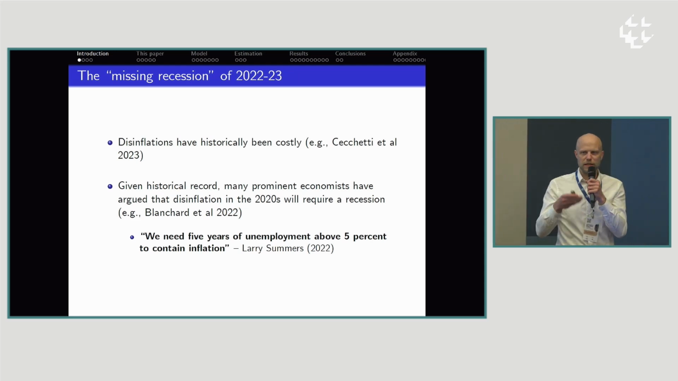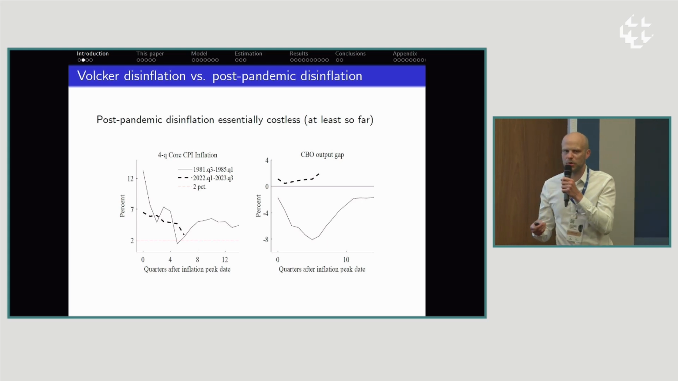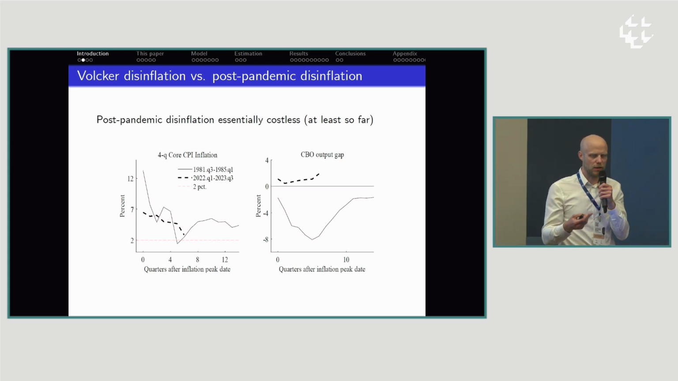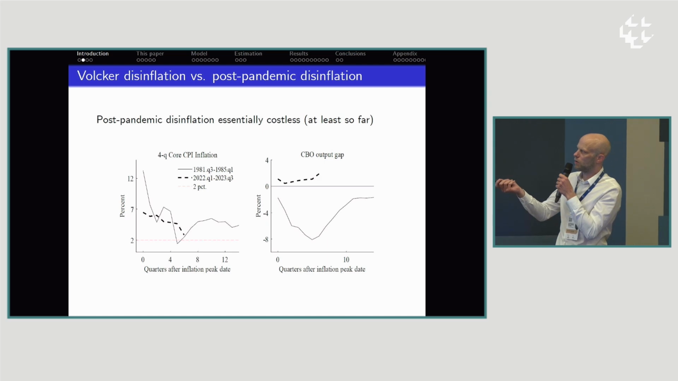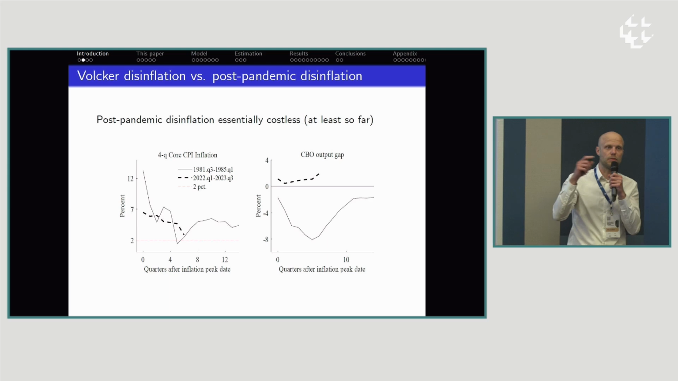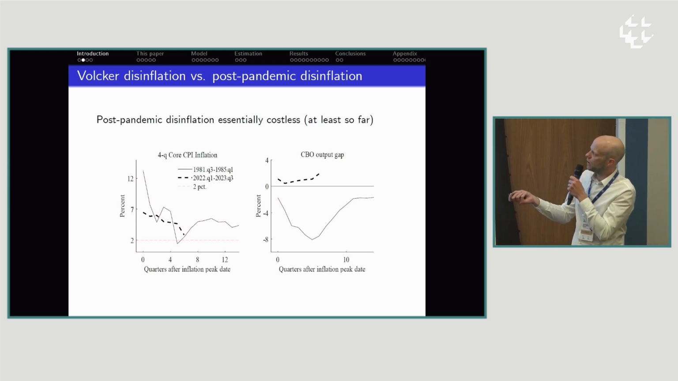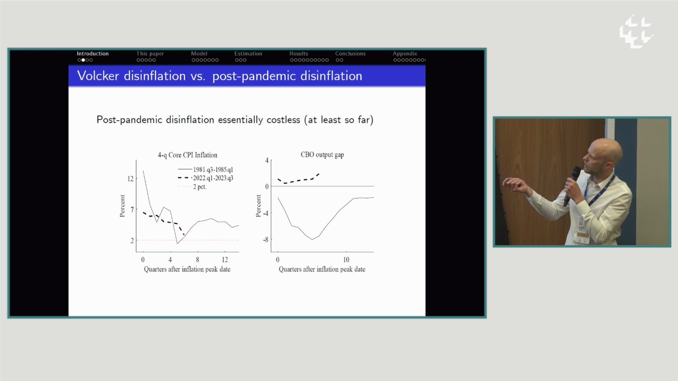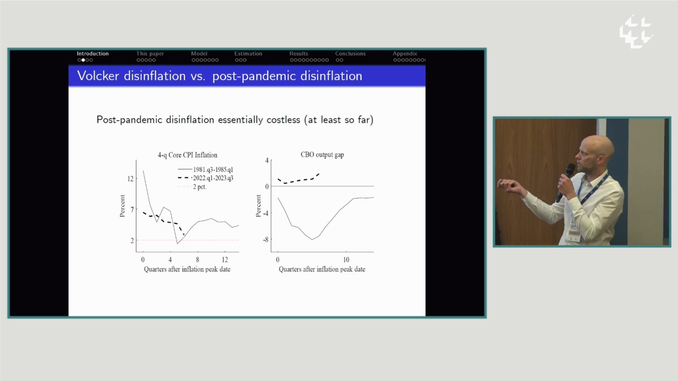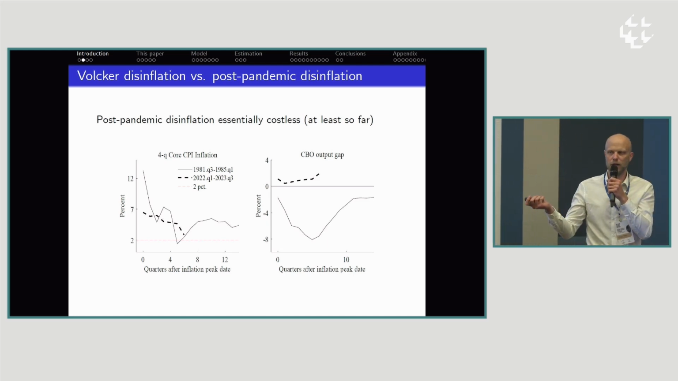And as you all know, that, at least so far, has not happened. So at least so far, post-pandemic disinflation has essentially been costless. I'm showing you core inflation and the CBO output gap during, respectively, the Volcker disinflation and the post-pandemic disinflation, from the inflation peak and onwards. During the Volcker disinflation, starting in 81 Q3, core inflation came down from around 13% to around 4%, but at the cost of a huge recession. The output gap went down to minus 8%. That's deeper than the Great Recession.